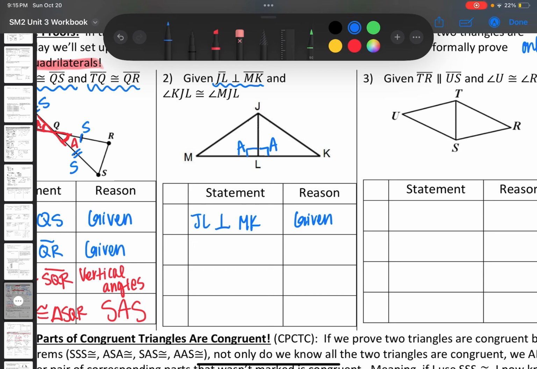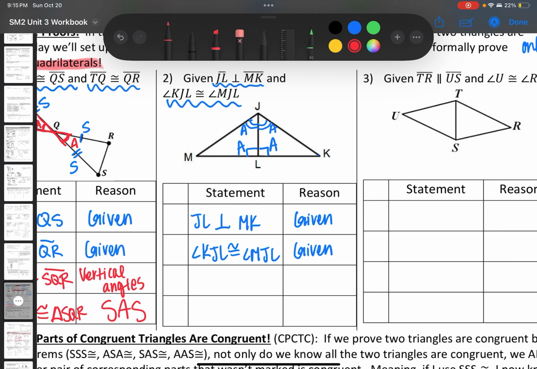So then another thing that's given is that angle KJL is congruent to angle MJL. Let's just see where that is. So KJL, my drawing was really bad here, is this angle right here, and it is congruent to MJL, which is this one. I know they're congruent because it is given. So far I have angle. That's all I'm given.